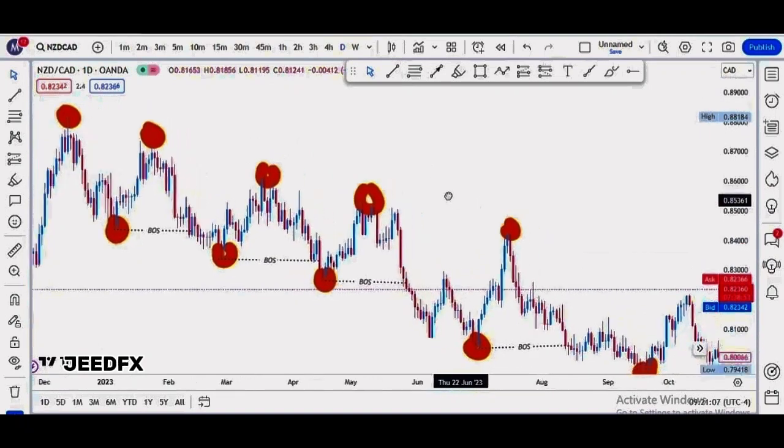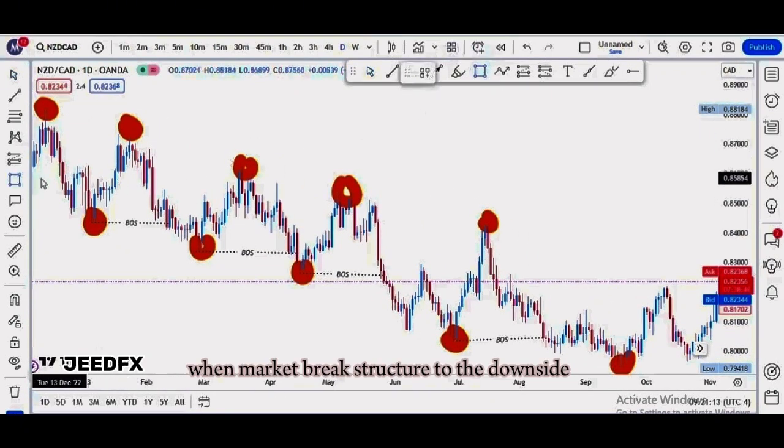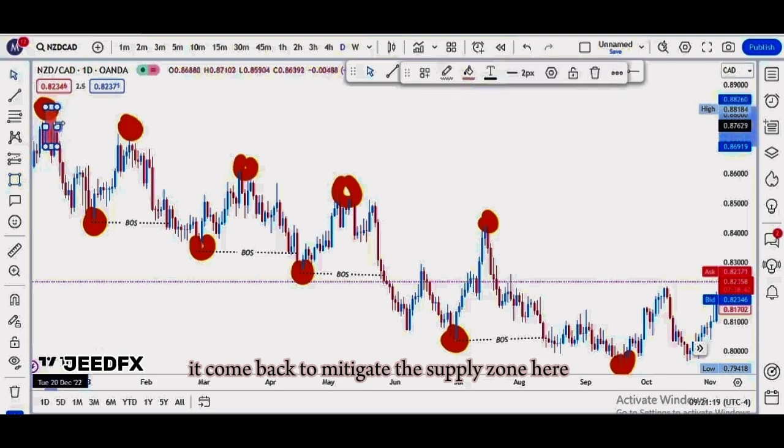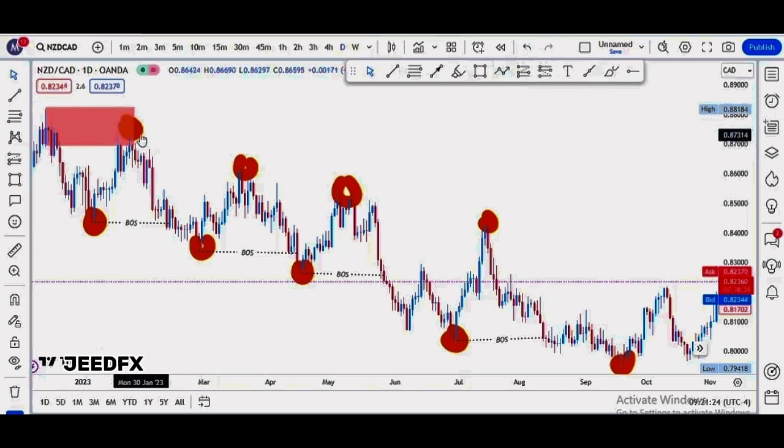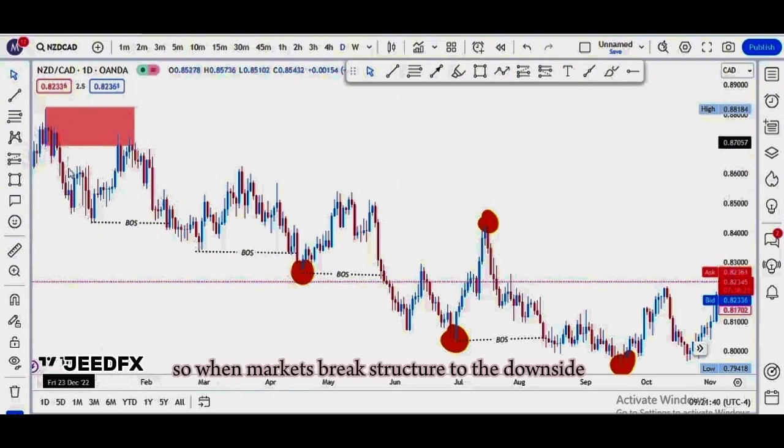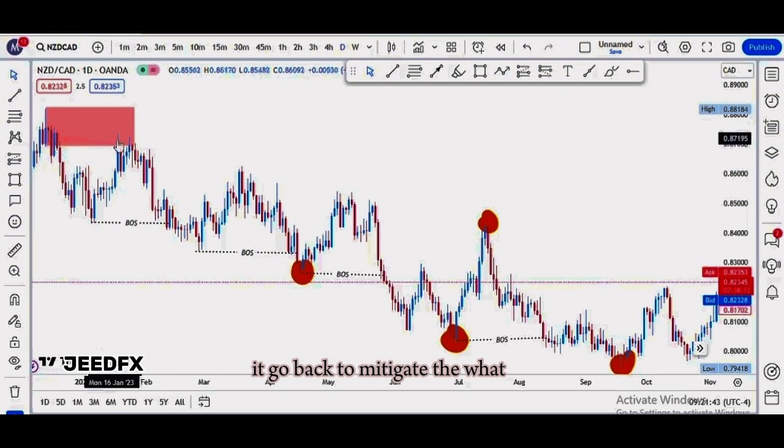You can see when the market breaks structure to the downside, it comes back to mitigate the supply zone here before going to the downside. Let's clean this, guys. So when the market breaks structure to the downside, they go back to mitigate the what? The supply zone. The market goes back to mitigate the supply zone here.